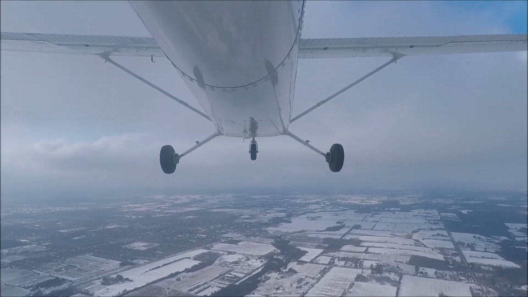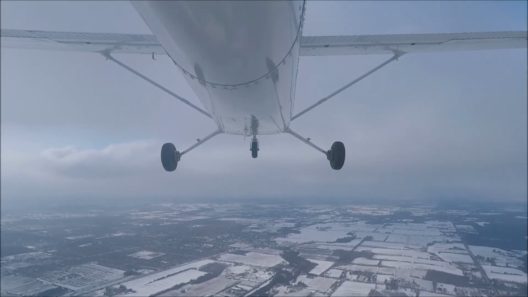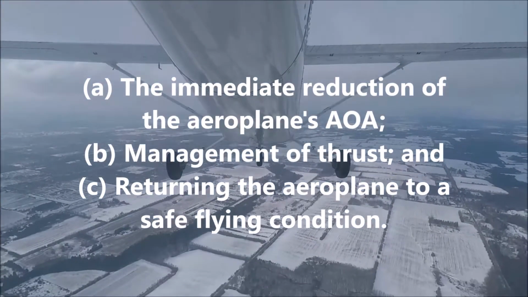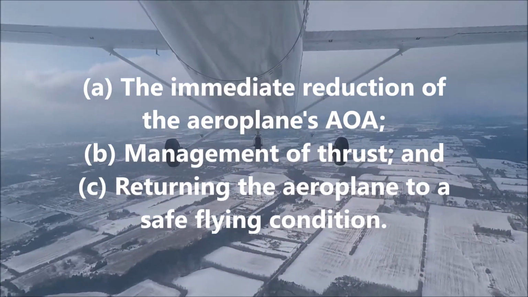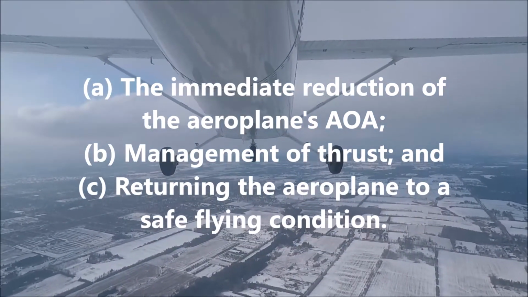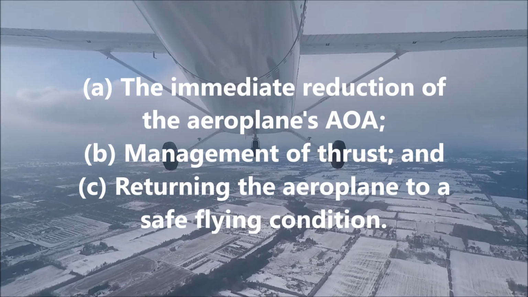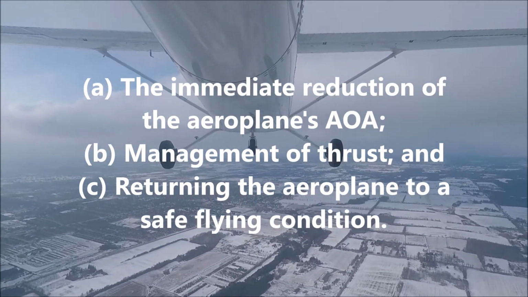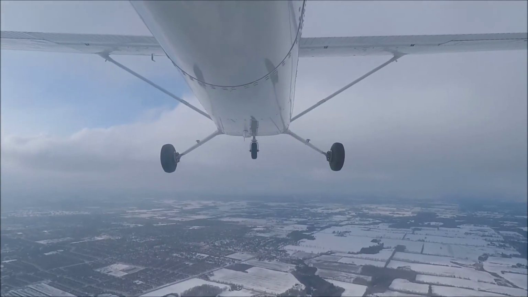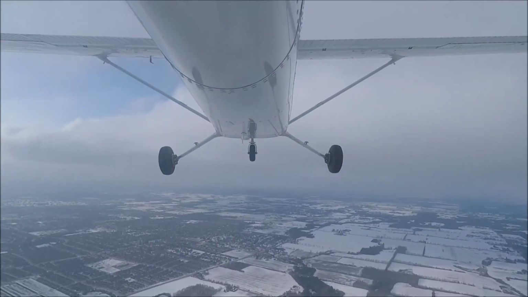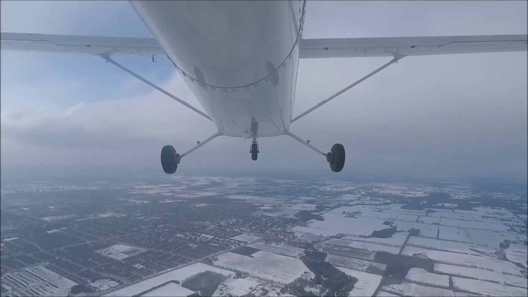You'll see it happen here in just a couple of seconds. And when it does happen, when the nose pitches down, you're in a stall condition. You immediately reduce the angle of attack by lowering the nose, releasing the back pressure. You manage your thrust. In this case, because the wings are level, you apply full power, basically simultaneous to your application of forward pressure on the control column, or at least your release of back pressure. And then you manage your recovery.